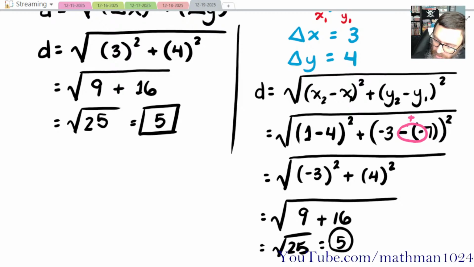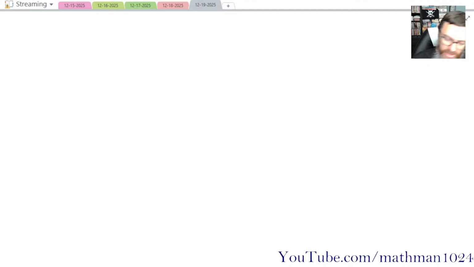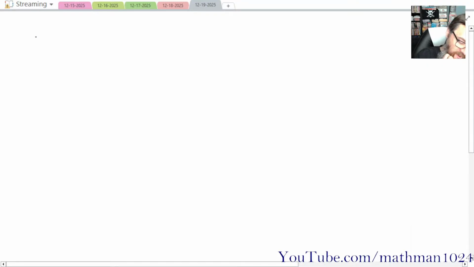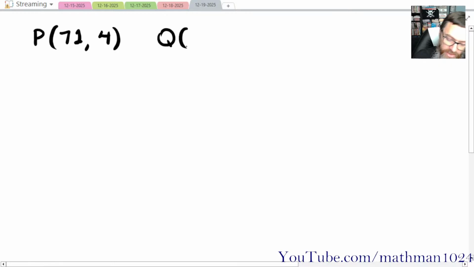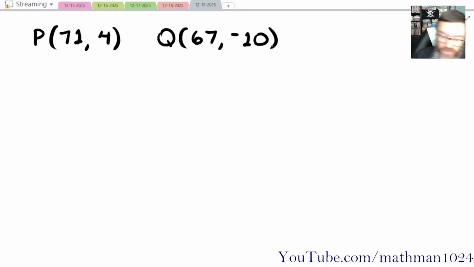All right, so let's do another example here. And let's say that P is (71, 4), and Q is the ordered pair, let's say (67, -10). All right, let's find the change in x and the change in y.